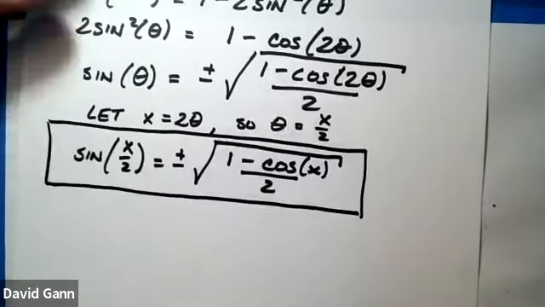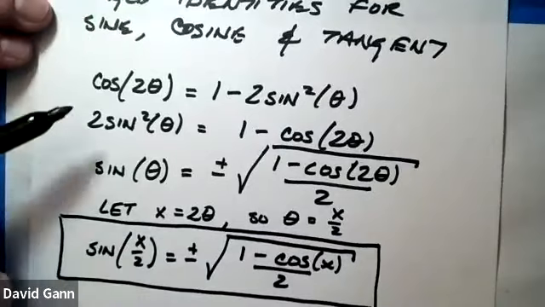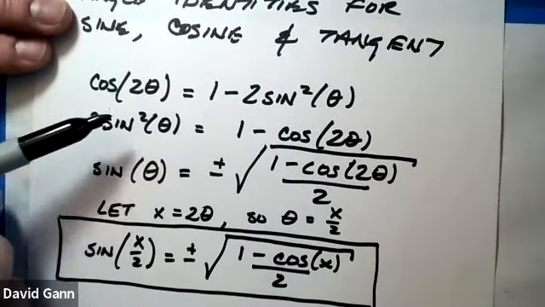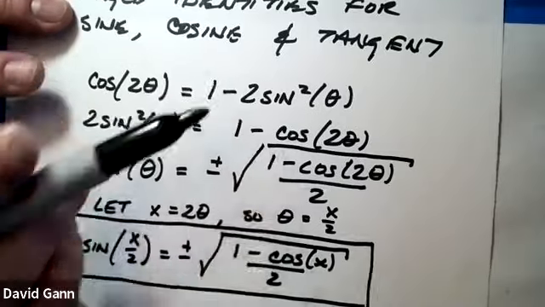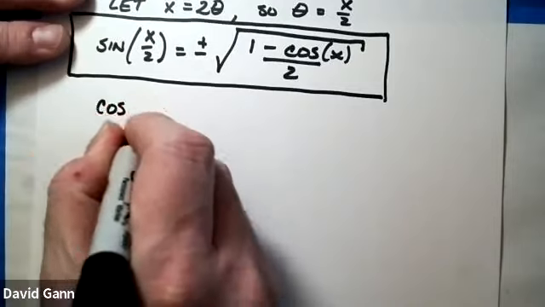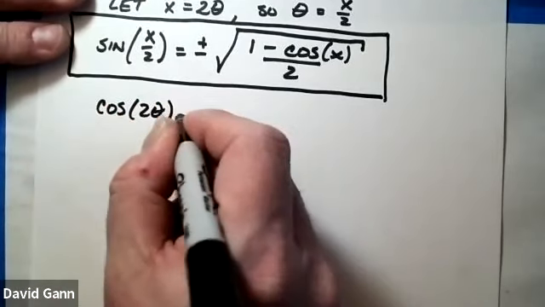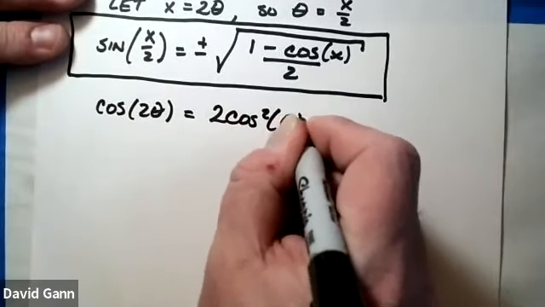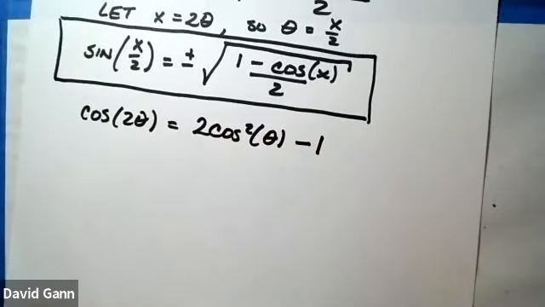Now, starting with the same sort of premise, except we'll use a different version of the cosine of 2 theta. Remember, there was one that had only cosine in it, and that's where we're going to start from. So we have cosine of the double angle is equal to 2 cosine squared of that angle minus 1. And again, we're going to try to isolate the cosine theta term.